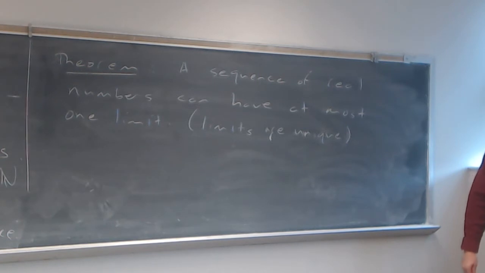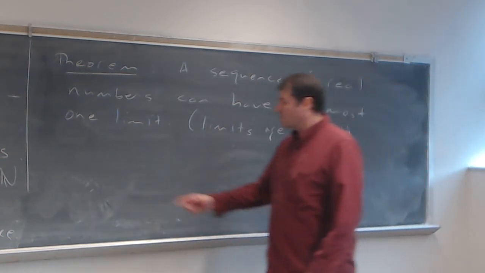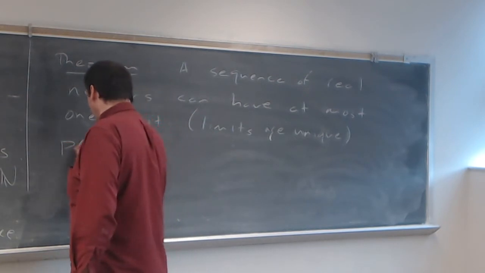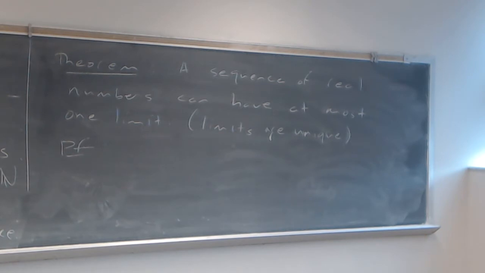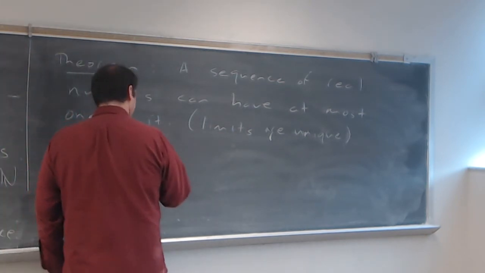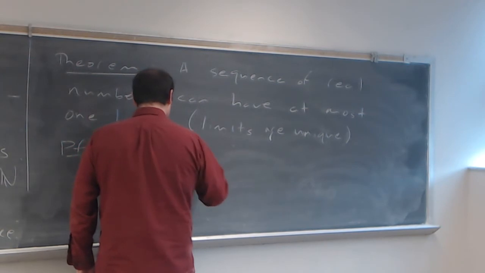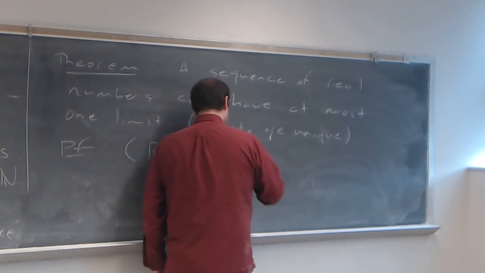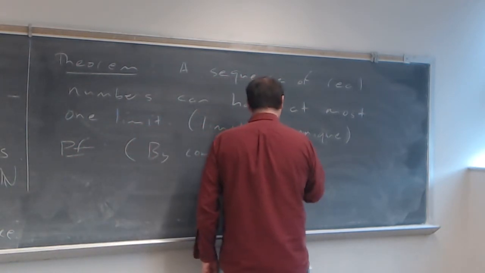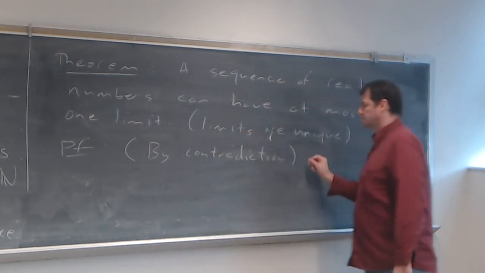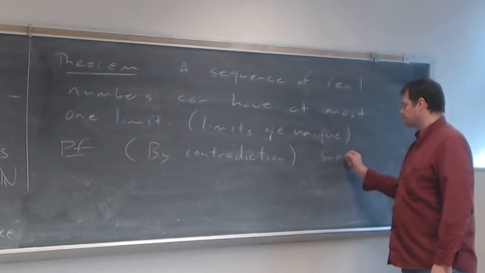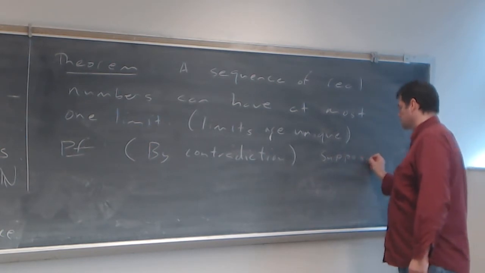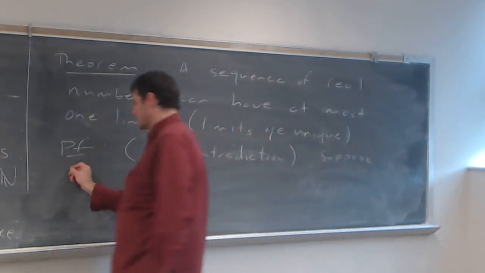We want to prove this. The way we're going to prove it, Chuck, is by contradiction. So I'm going to indicate to the reader that it's by contradiction. So here's what I'm going to say. Suppose x of n is a sequence.